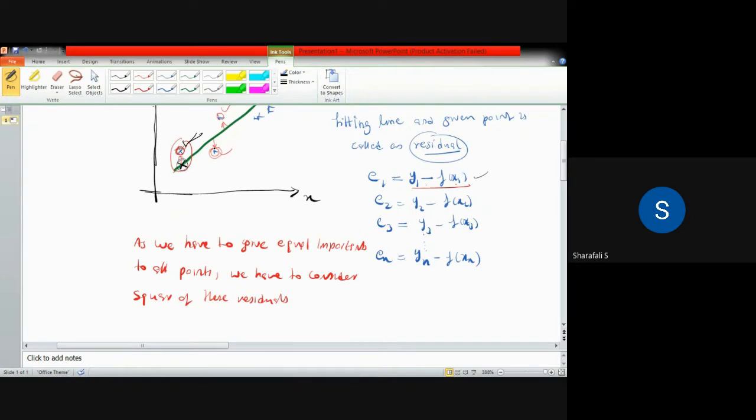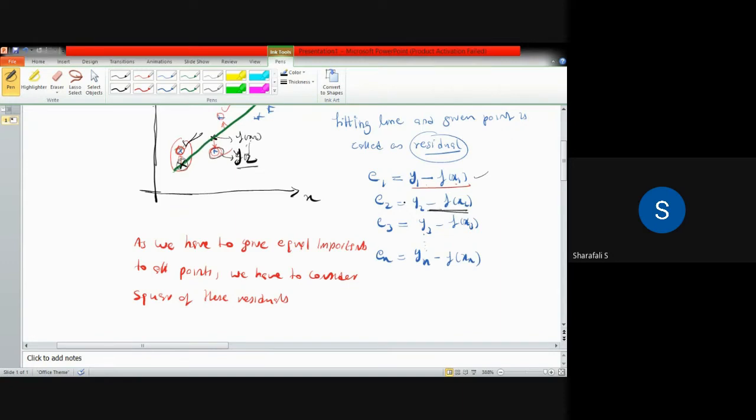And if you take that same here, this is f of x, sorry, this is y2, and this is the point on this line corresponding to that x value for this y2, that is f of x2. So if you take the difference between y2 and f of x2, that will become negative, because y2 is smaller than f of x2.